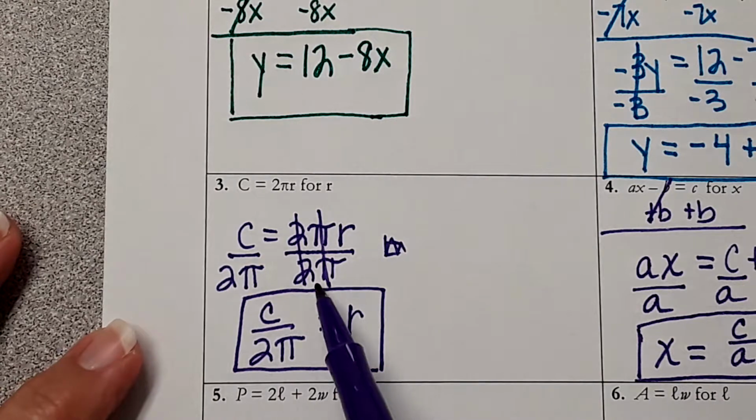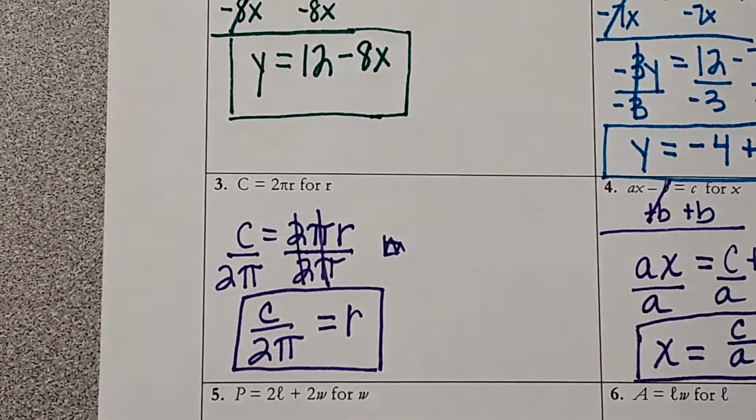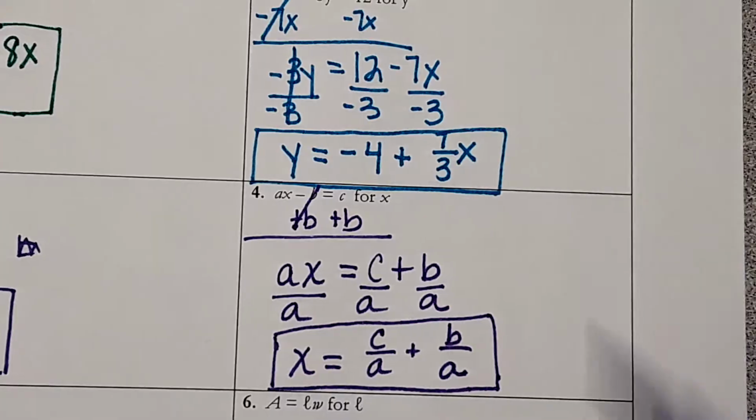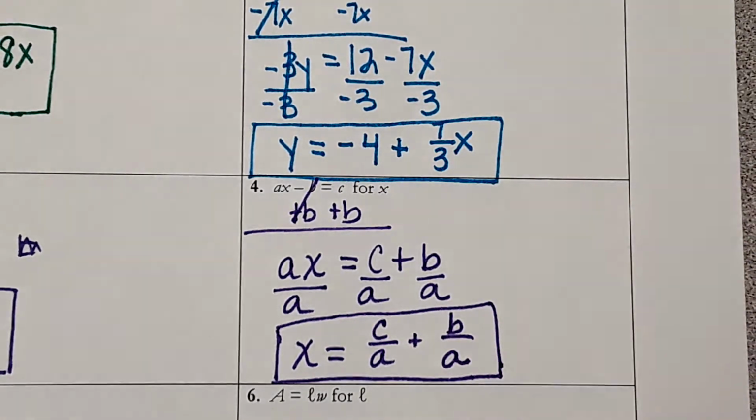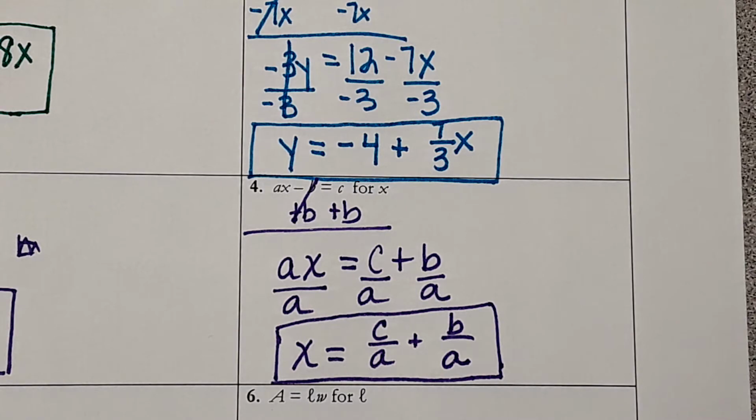Now, this one is different than this one because we divided by 2 pi, so we just leave 2 pi underneath the 1. So again, I got rid of the b first because that was being added or subtracted. Remember, it goes along the same way as it did. You're getting rid of anything that's being added or subtracted first. Okay?